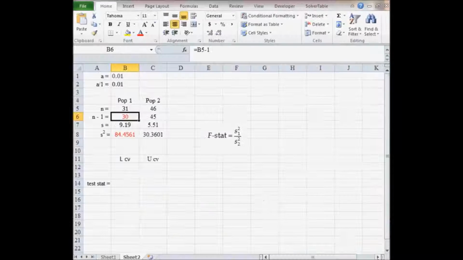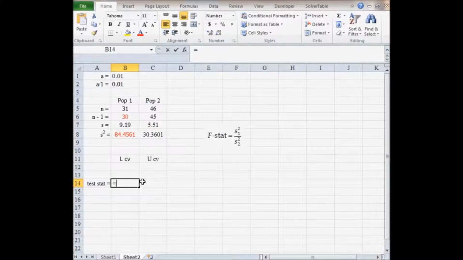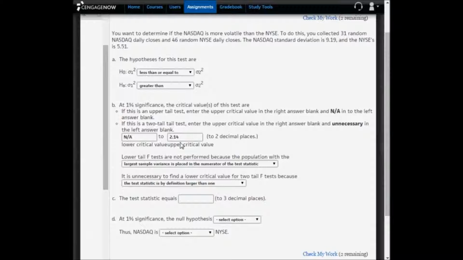Going back to the Excel spreadsheet, the F statistic is the ratio of the bigger variance and the smaller variance. So here it is, 2.7818. Copy that into Cengage Now. We only need 2 decimal places, so that becomes 2.78. Our test statistic is bigger than the upper critical value, which means we can accept the alternative hypothesis and reject the null. So the null can be rejected.